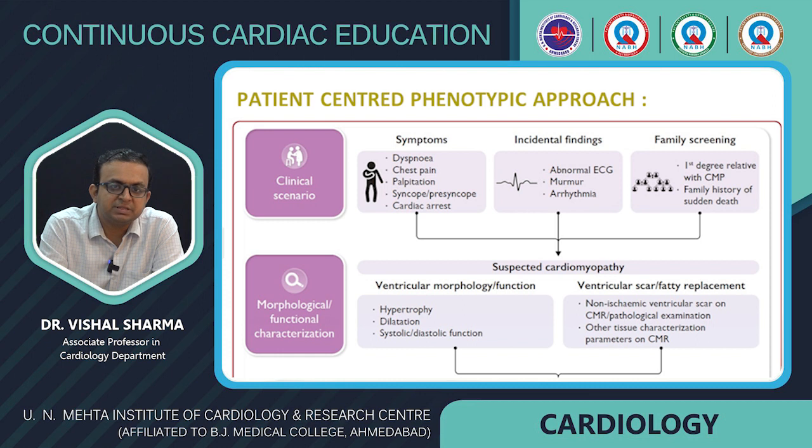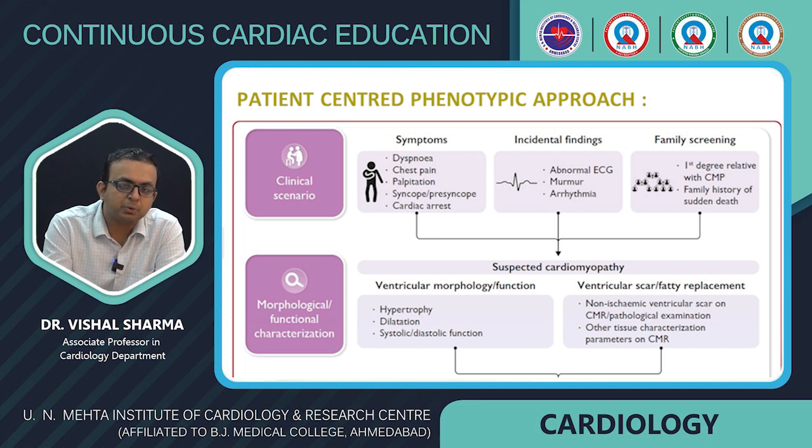They usually present with specific symptoms like chest pain, dyspnea, palpitation, syncope or pre-syncope, or as a survivor of a cardiac arrest event. Or they might present with some abnormal finding, say an abnormal ECG or recording of an arrhythmia, or a finding that a general physician might have got on examination, like a murmur. Or finally, the patient might be referred due to genetic screening. Whenever such a patient presents to you, you must have a high suspicion of cardiomyopathy.